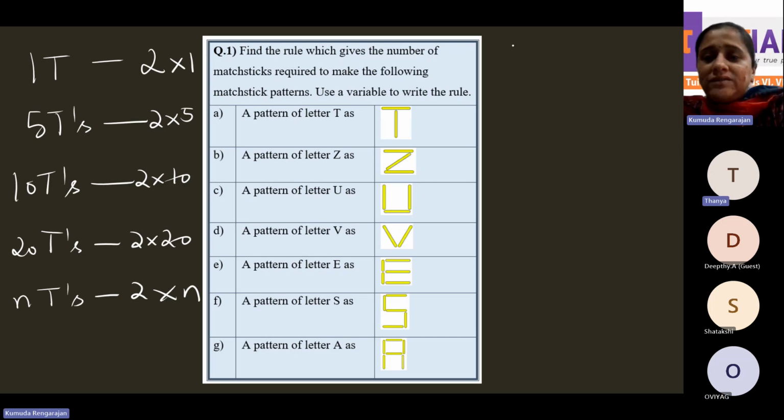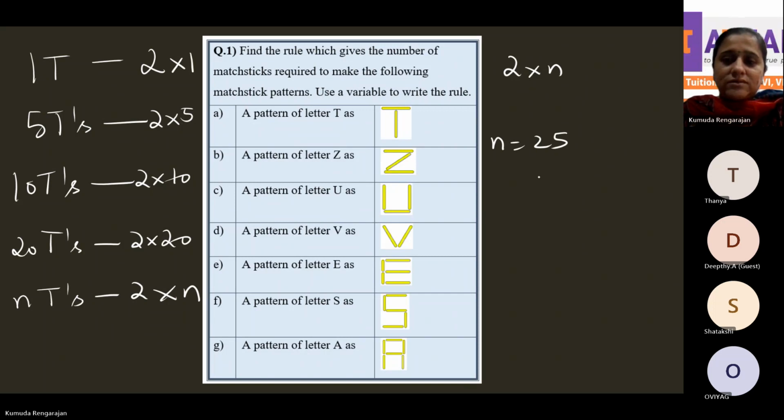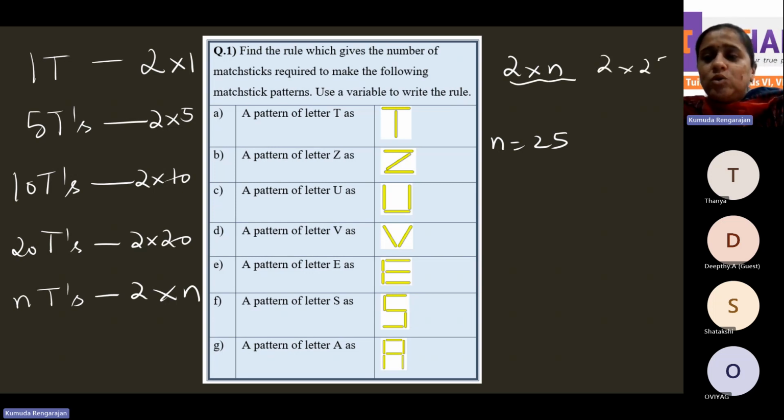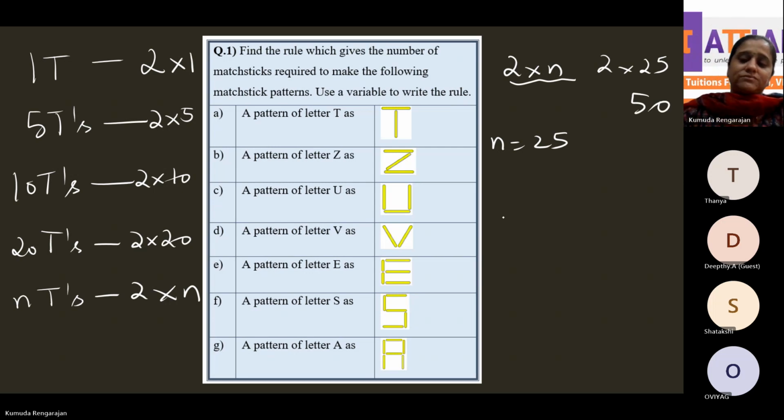So 2 into n means, supposing you want to make 25 T's, n is 25. That means you want to make 25 T's. So if n is 25, then using this rule, 2 into 25, you will need 50 matchsticks.